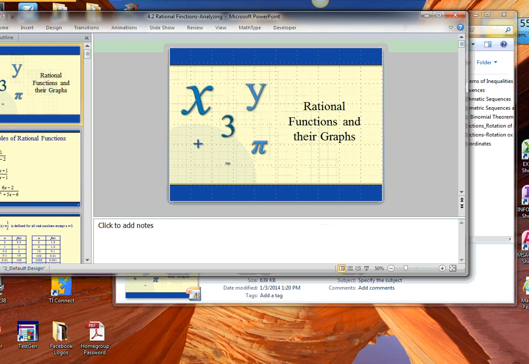Well, that finishes my discussion here on rational functions, or at least the pieces of rational functions, analyzing them. And in the next lesson, we'll talk about actually graphing.